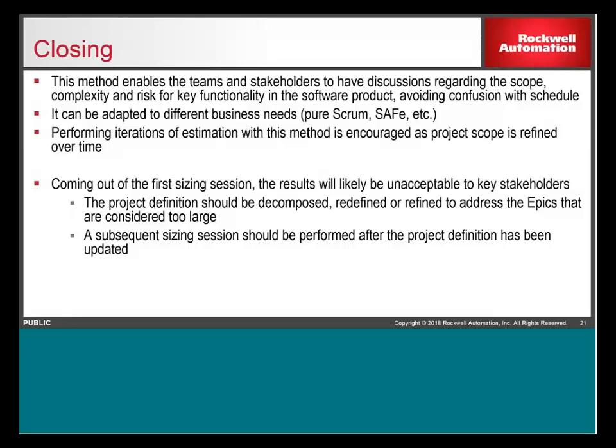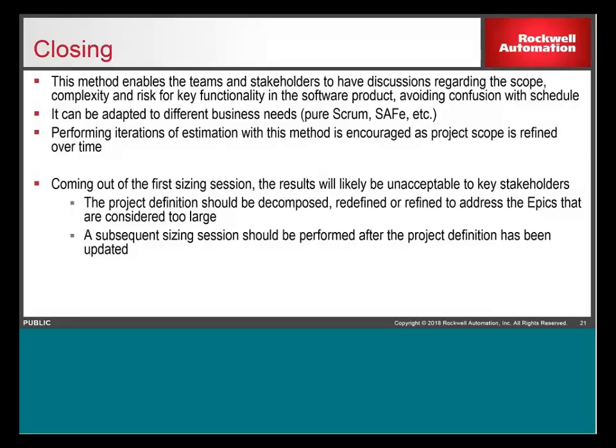And again, performing iterations of estimation with this method definitely helps a lot to force the teams to help refine the project scope, especially in a SAFe approach where you're forcing the discussions of, okay, here are the features that we want to include in this next PI or in this product release. How big is that? How much work is it going to be? Are we going to be able to fit it in this PI, or is some of this going to have to be part of an architectural runway? Things like that can come out of the discussions as part of this estimation.